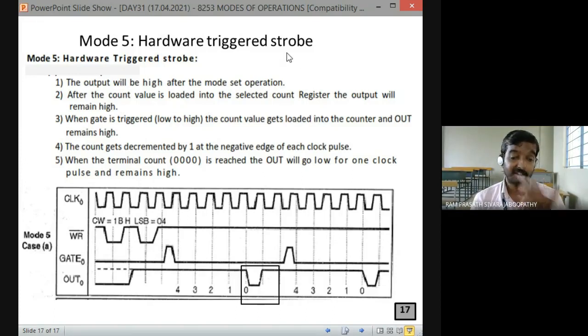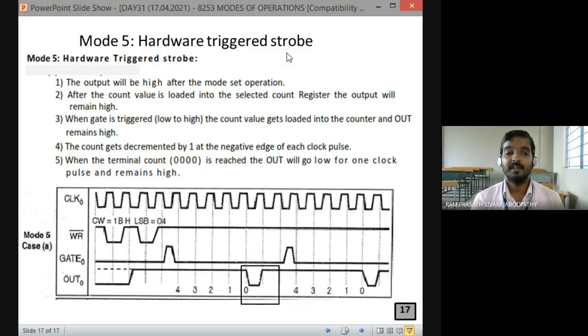There is a difference between software and hardware. In the case of software, loading a count value initiates the operation. Here in the case of hardware trigger strobe, generating a rising edge, generating a trigger on the gate pin, initiates the operation. That's all about the hardware trigger strobe.